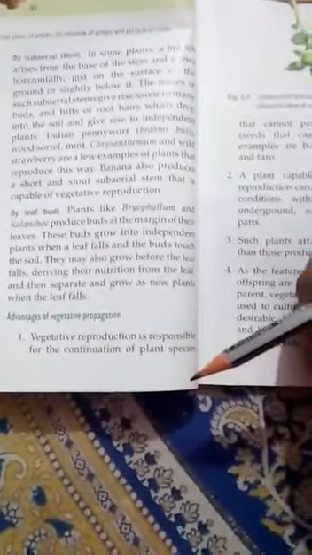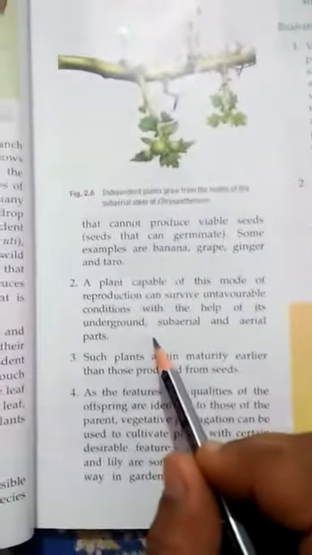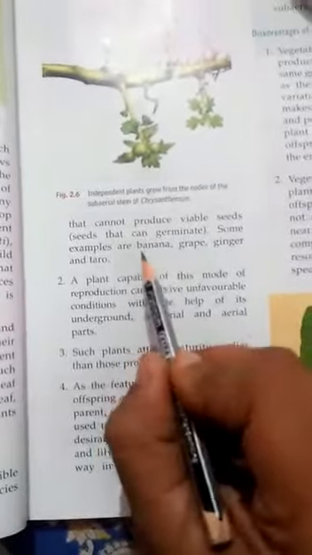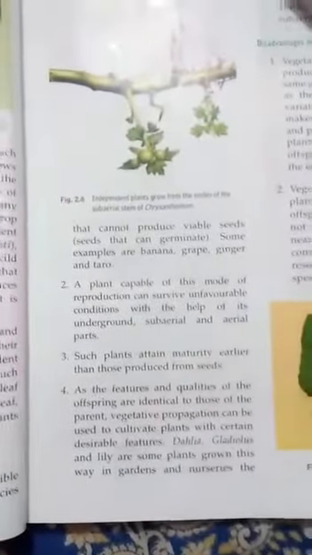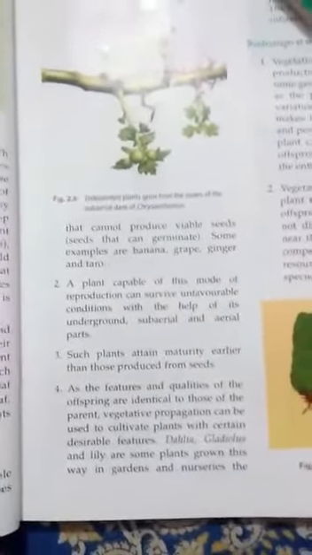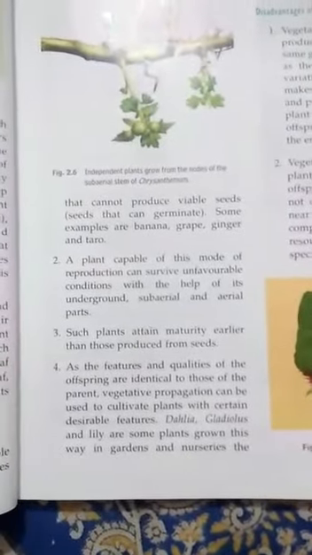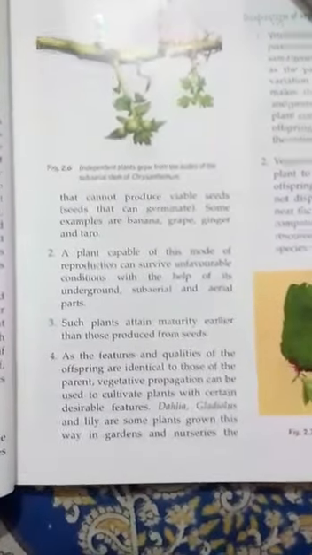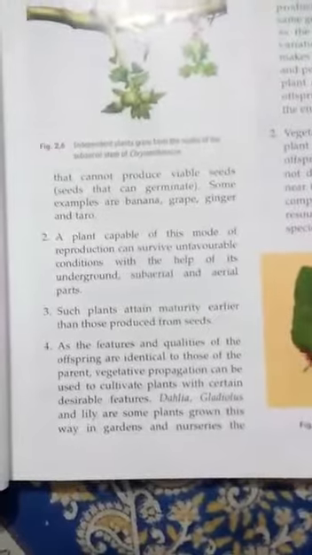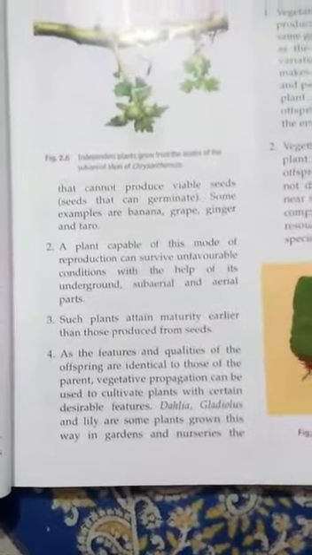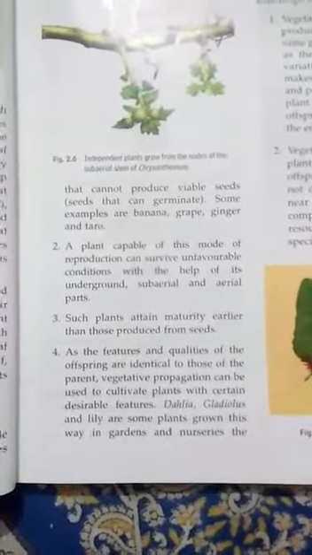Okay, then are the advantages of vegetative propagation. Vegetative reproduction is responsible for the continuation of plant species that cannot produce viable seeds. Some examples are banana, grape, ginger and taro. A plant capable of this mode of reproduction can survive in unfavorable conditions with the help of its underground, subaerial and aerial parts. Such plants attain maturity earlier than those produced from seeds.